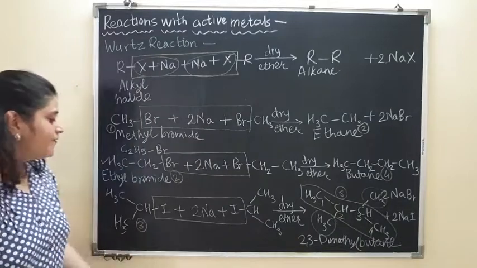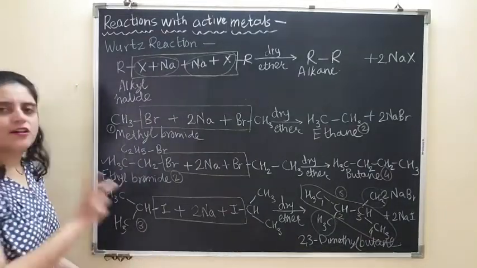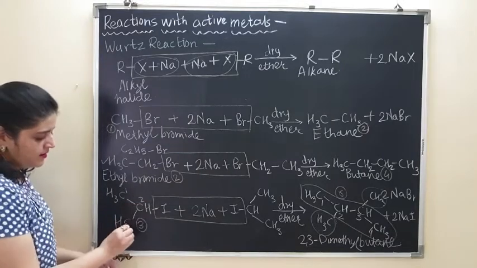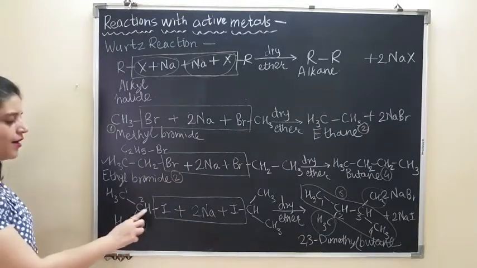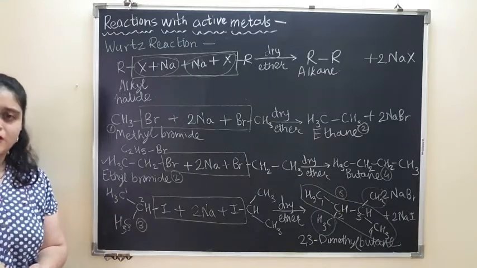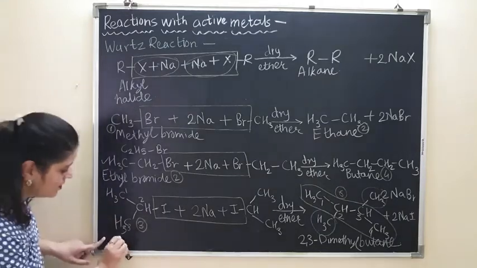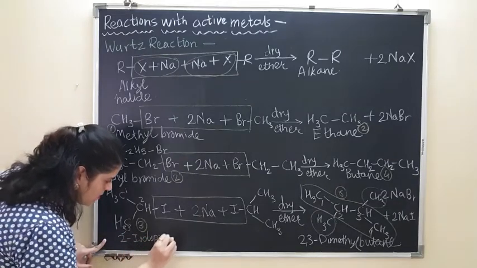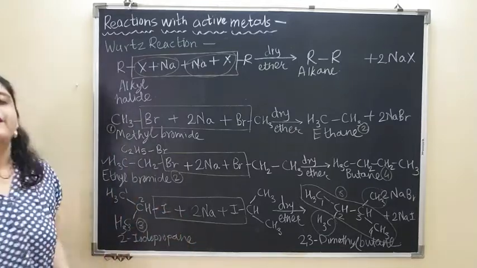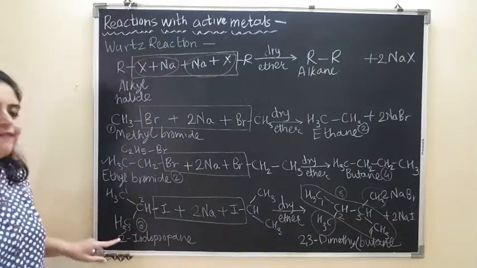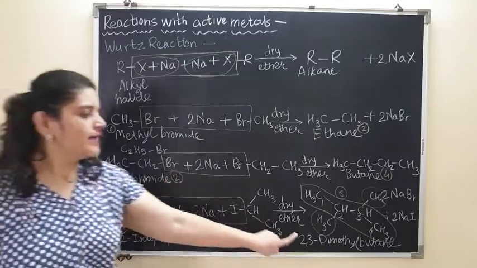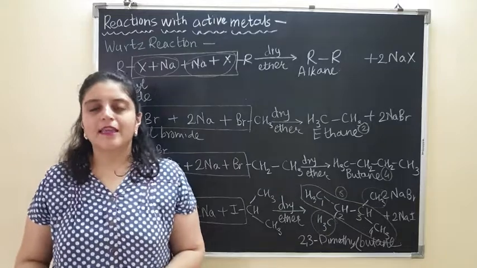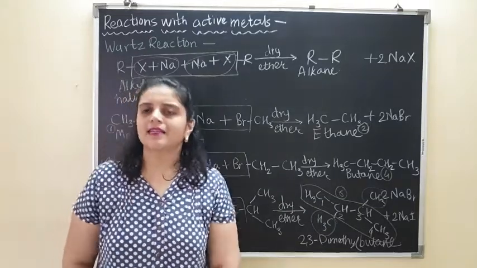So if you begin with 2-iodopropane, this structure is 2-iodopropane like this. This is the first carbon, second carbon and third carbon, iodine is attached to the second carbon. So this structure is 2-iodopropane. So when you begin with 2-iodopropane having 3 carbon atoms, then you get a product which is 2,3-dimethylbutane, which has double the number of carbon atoms, that is 6 carbon atoms.